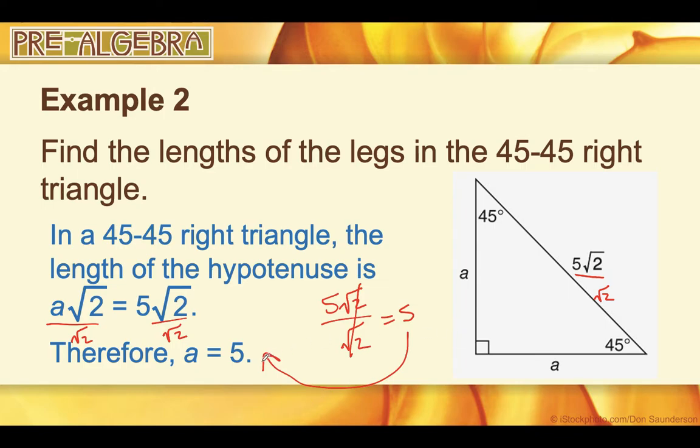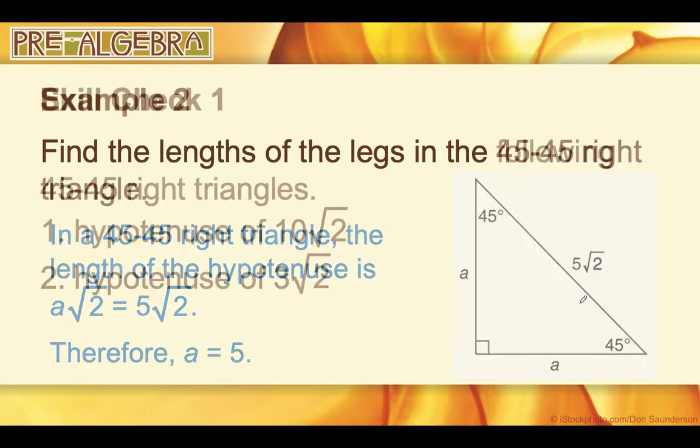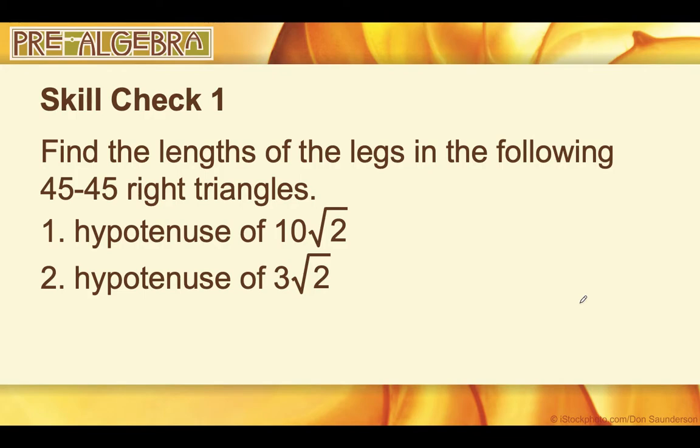How can you check it? Remember, if you have a leg, which is 5, then the hypotenuse is going to be 5 times the square root of 2. Is that what the hypotenuse is? Yes, it is. Why don't you try these? Find the lengths of the legs for number 1 and 2 if you know the hypotenuse to be these two. Remember what we just did. If you need to rewind to go back to the previous slide to remember our formula, how do you find the leg if you know the hypotenuse?